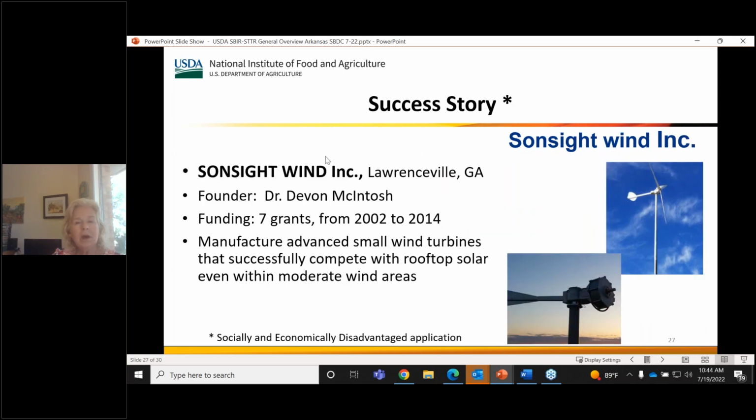Sunsite Wind is based in Lawrenceville, Georgia, and the founder is Dr. Devin McIntosh. He's received 7 grants from 2002 to 2014. And what he manufactures are small wind turbines that actually compete with rooftop solar, and they operate even in moderate wind speeds. This is very exciting technology.